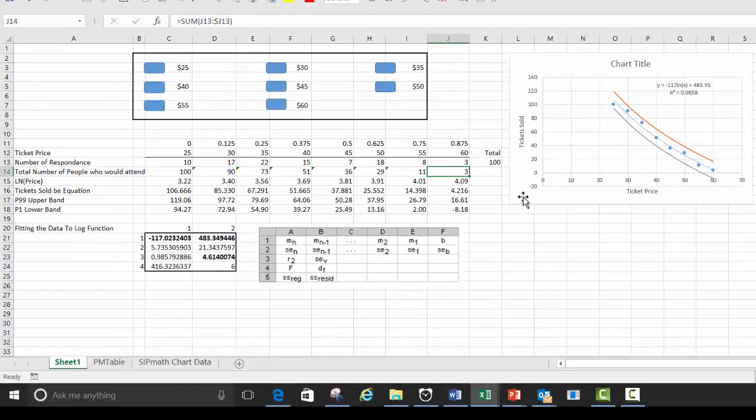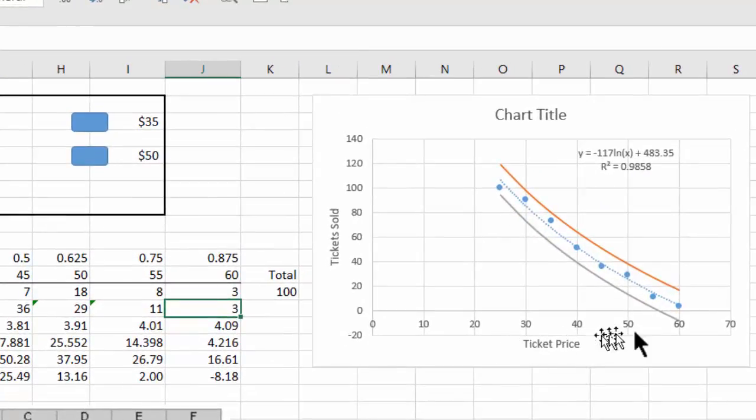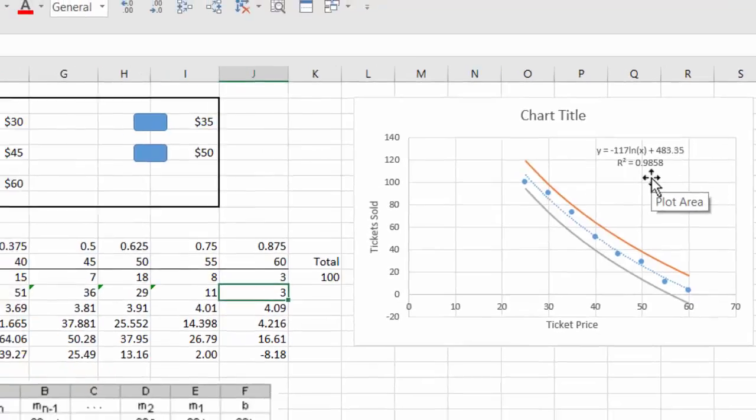Now what I want to do is to plot this data over here, and I've shown the ticket price here as the x-axis and the tickets sold as the y, and it's shown as the dots in this chart. Then I've put a trend line to it, and I can see that a log equation fits pretty well. So I'm going to take that the tickets sold is equal to 117 times the log of the ticket price plus 483, and has an r squared of 0.98.